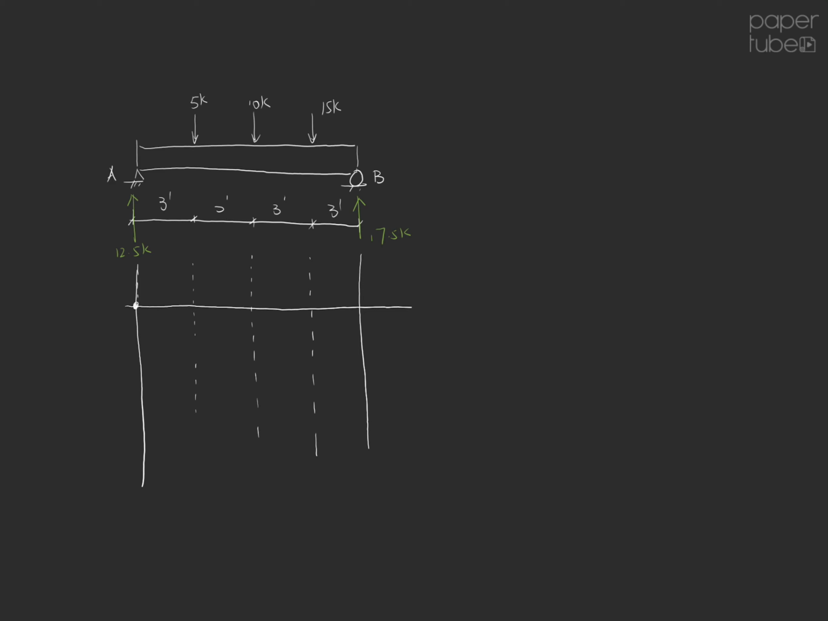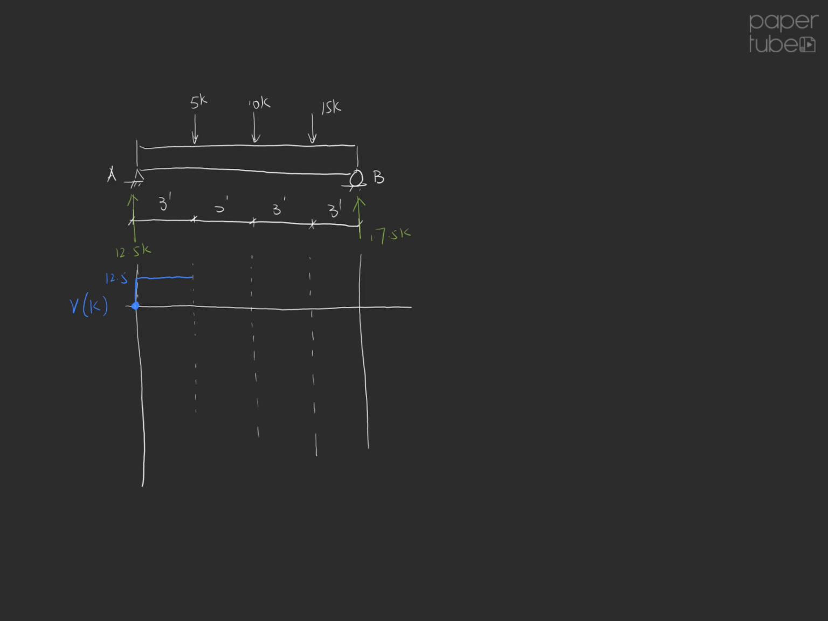Let me change the color to, how about blue? So you start from 0 and you meet this 12.5 support load going upward. Therefore, your shear diagram is going to go upward, right? And that is shear diagram in kips. That is 12.5. And there's no point load in between. Therefore, your shear diagram is going to be constant, a straight line between those two points.